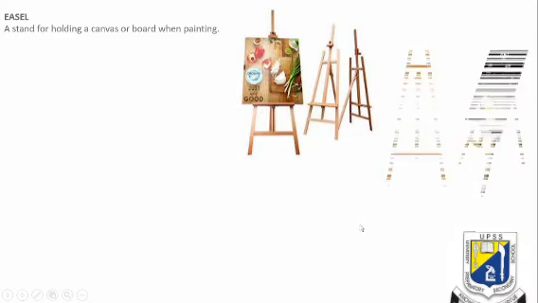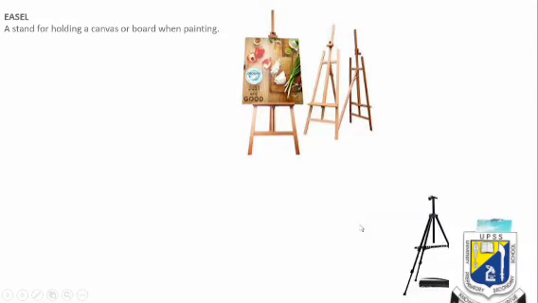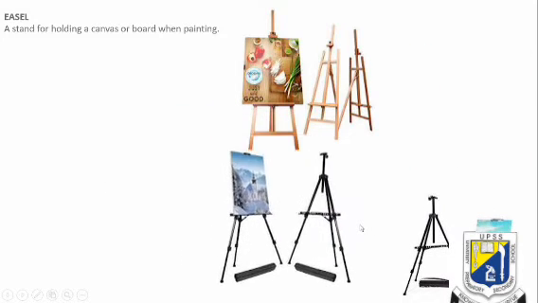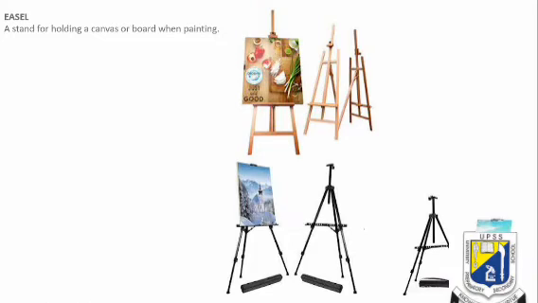And here are good examples of easels. They come in wooden frames, iron or alloys of different kinds, and normally they have bags where you can tuck them in, where you can fold them and put them inside the bag.